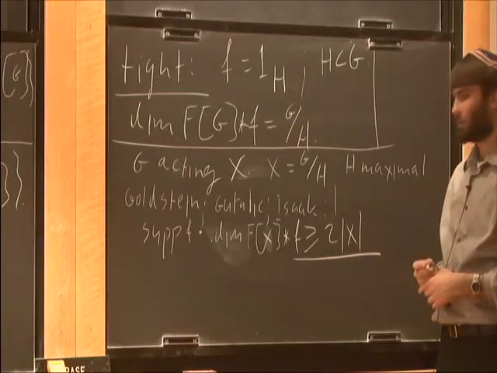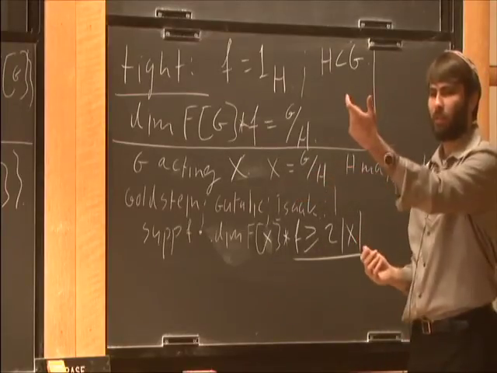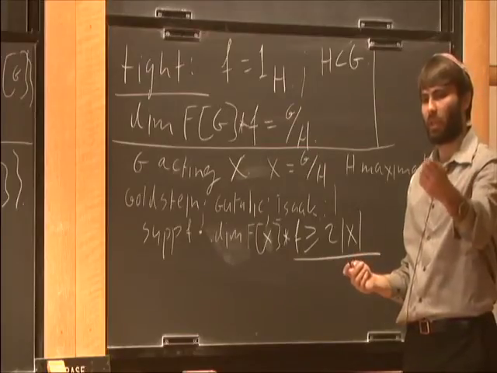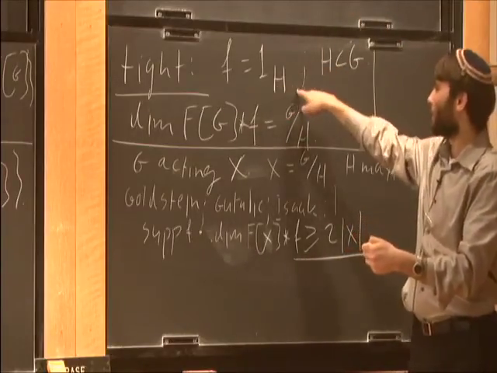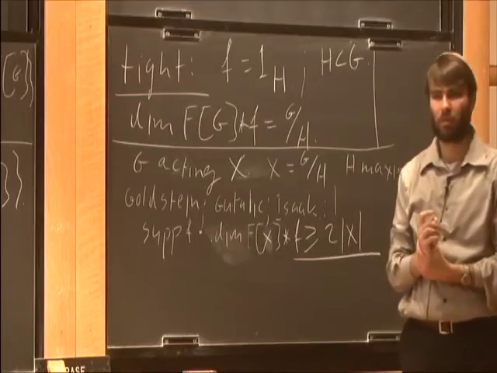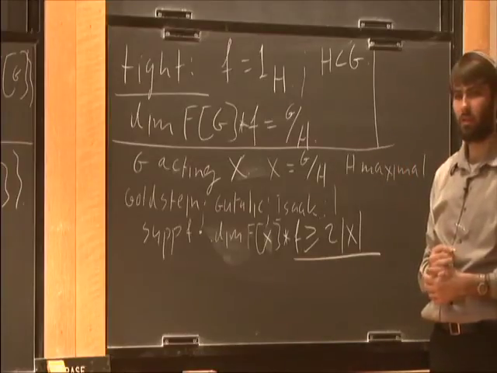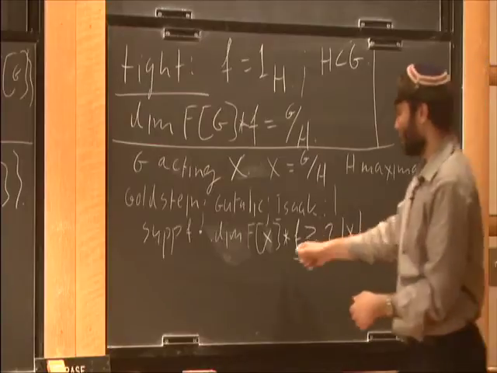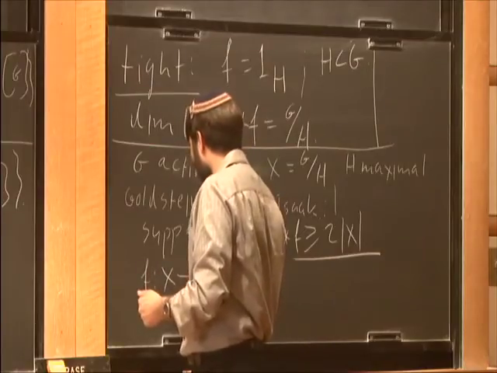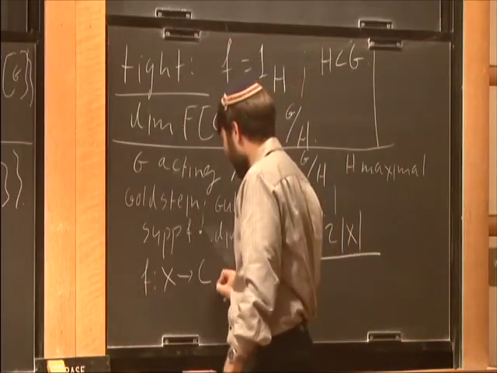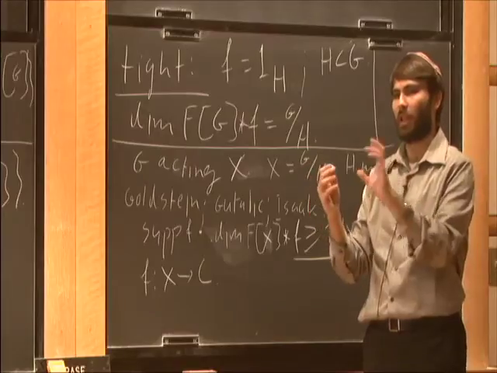G acts on X, and in some sense we take maximal subgroups, in order to eliminate all possible counterexamples like this one over H. No, f is a function of X. So in this case, we have a function f from X to C.